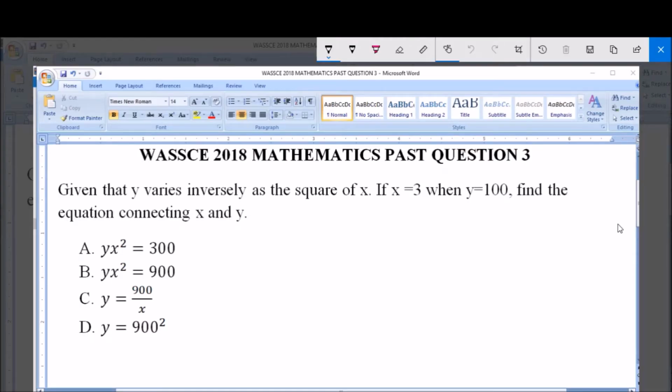I'll be answering WASSCE 2018 Mathematics Past Question 3. Given that y varies inversely as the square of x, if x is equal to 3 when y equals 100, find the equation connecting x and y. A, yx squared is equal to 300. B, yx squared is equal to 900. C, y is equal to 900 over x. And D, y is equal to 900 squared.